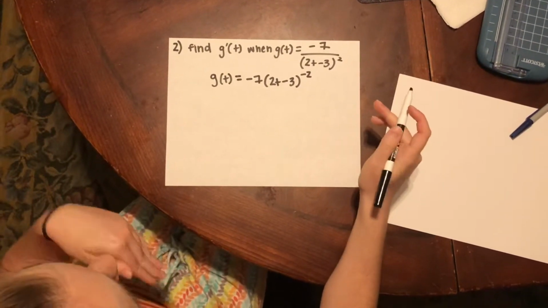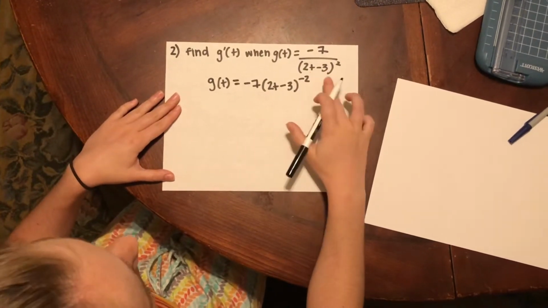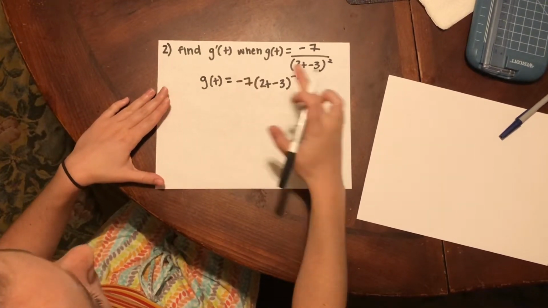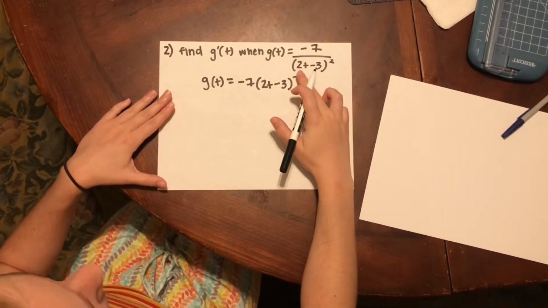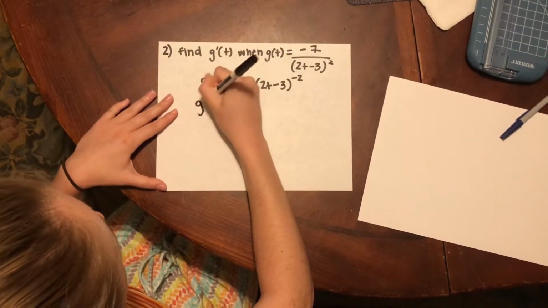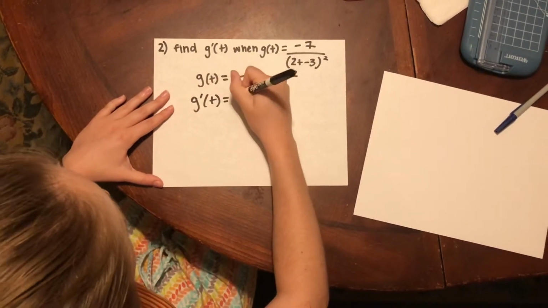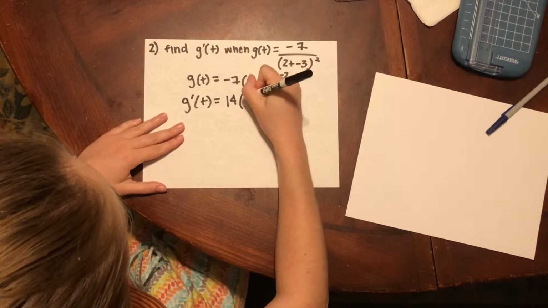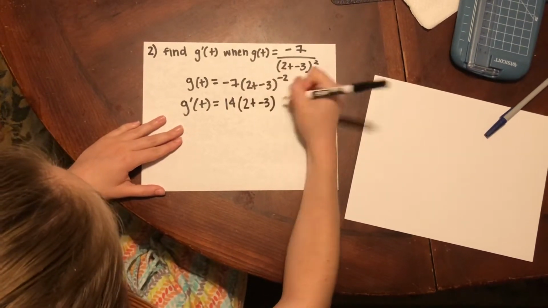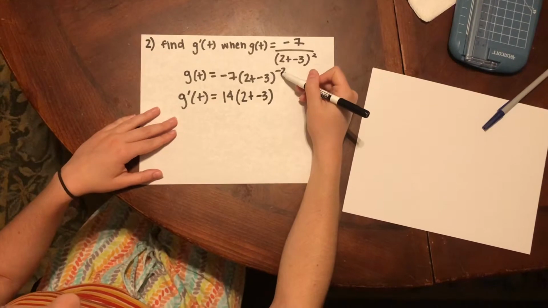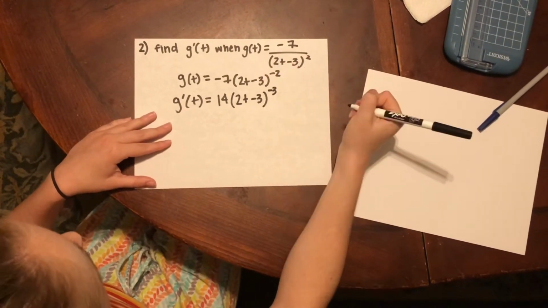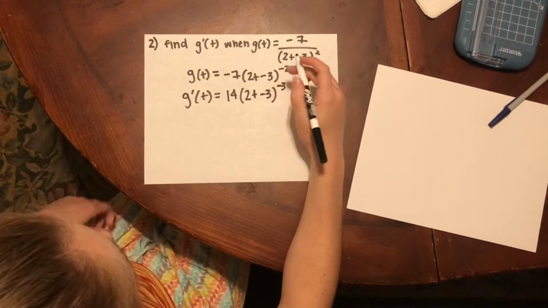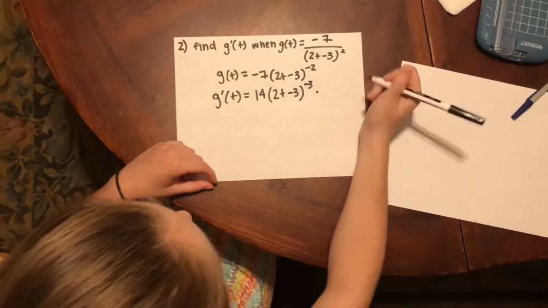So once again, the first thing that we're going to be doing is taking the derivative of the outside, which is the exponent. So you multiply the exponent by the variable up front and then subtract 1 from the exponent. So when we do that, we get 14, because negatives cancel and 2 times 7 equals 14, times the inside, which is 2t minus 3, that stays the same, and then we subtract 1, which means this would become -3 up here. And then we multiply by the derivative of the inside of the function, which would just be 2.